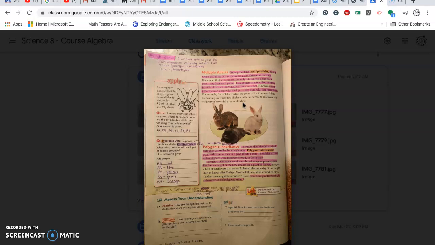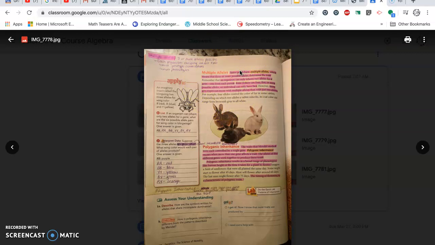And that's true with human eye color too. In general, people have blue eyes or brown eyes, but then we also have hazel, which is a little bit of a mixing of color. You have green, you might have blue-green. So I would say eye color is a good example of multiple alleles in humans.